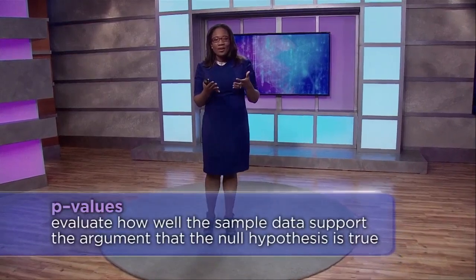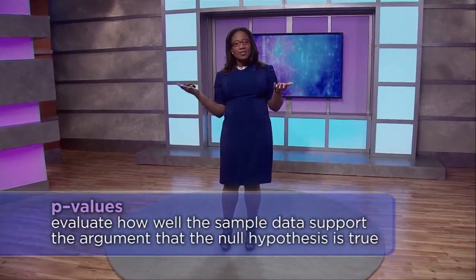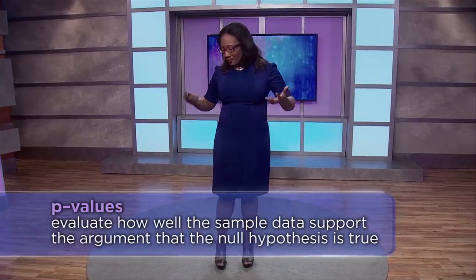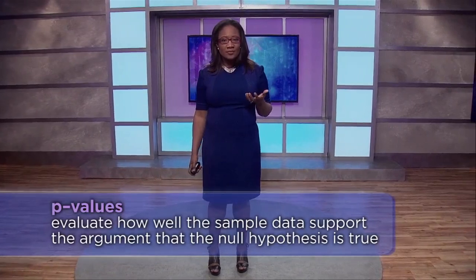Now, another way that we could actually test our hypothesis is by looking at p-values. We perform a hypothesis test. A p-value can actually help us determine the significance of our results. So here's what the p-value does. It evaluates how well our sample data supports the arguments in the null hypothesis. How well does our sample data support that the null hypothesis is really true? In a way, it's going to measure the compatibility of our data with the null hypothesis, right? How do these two things really get along?